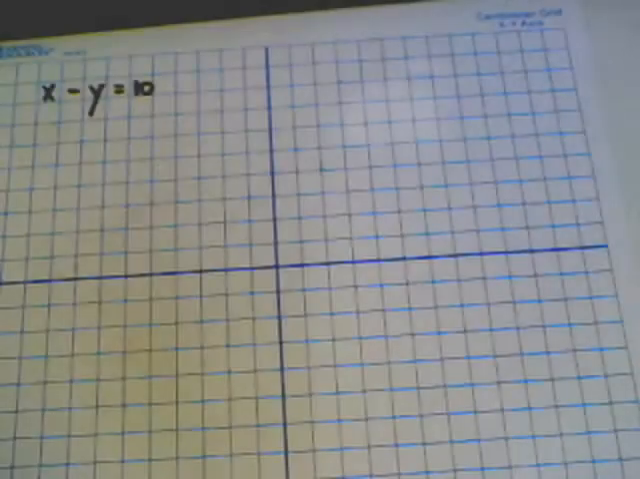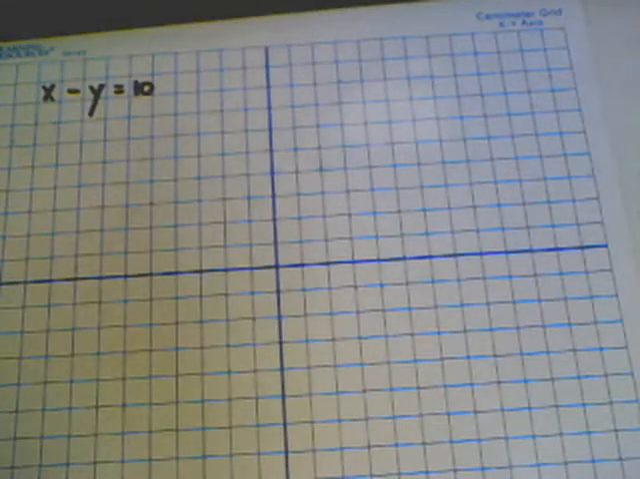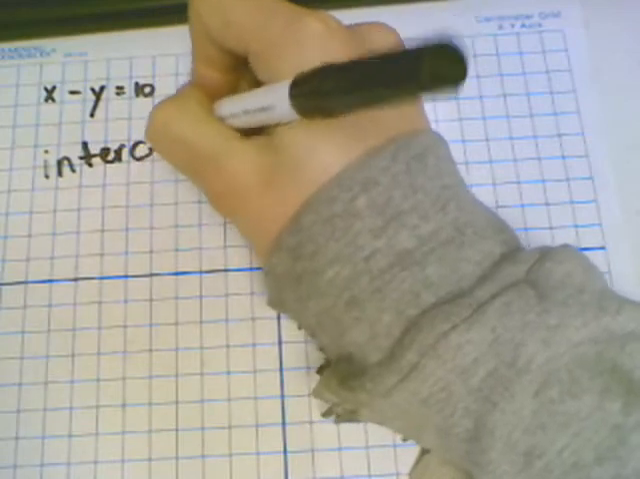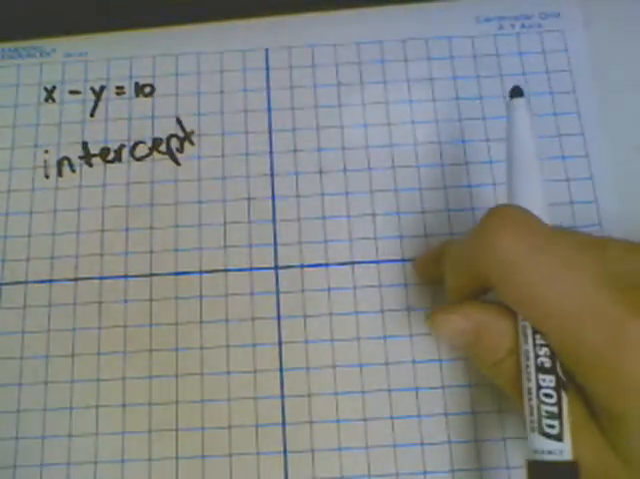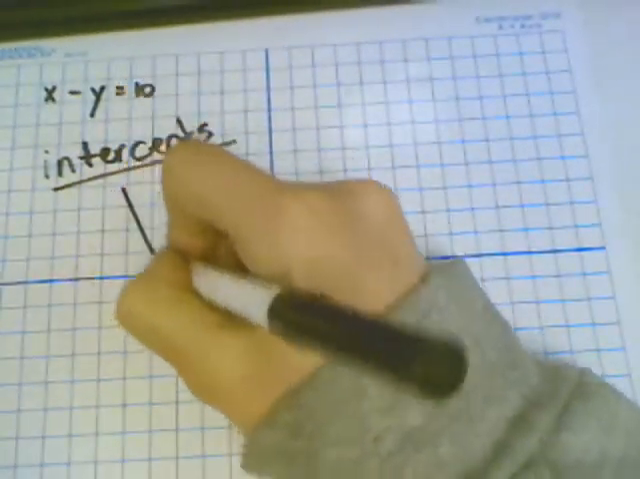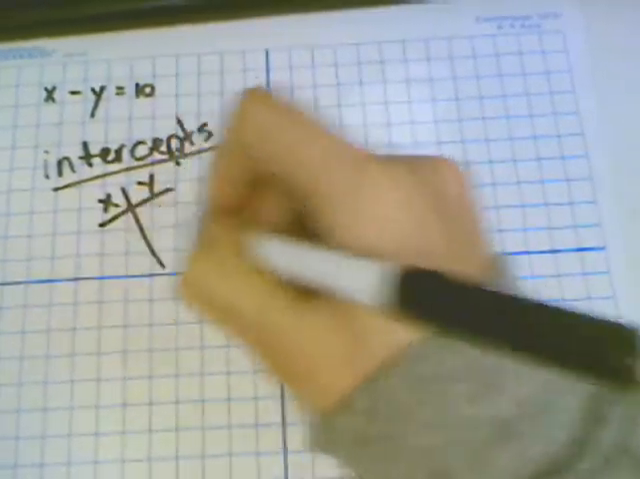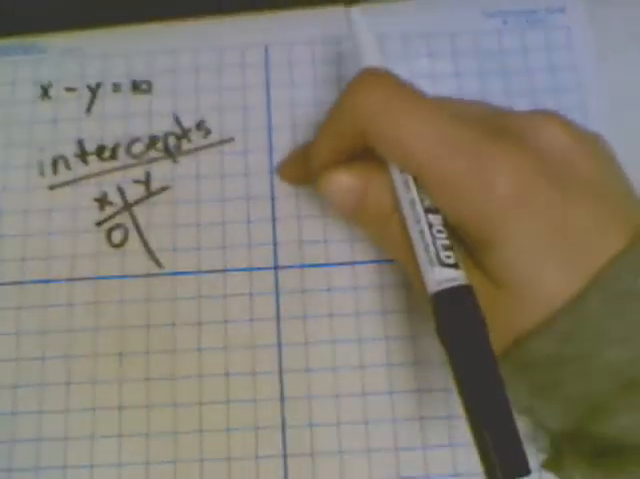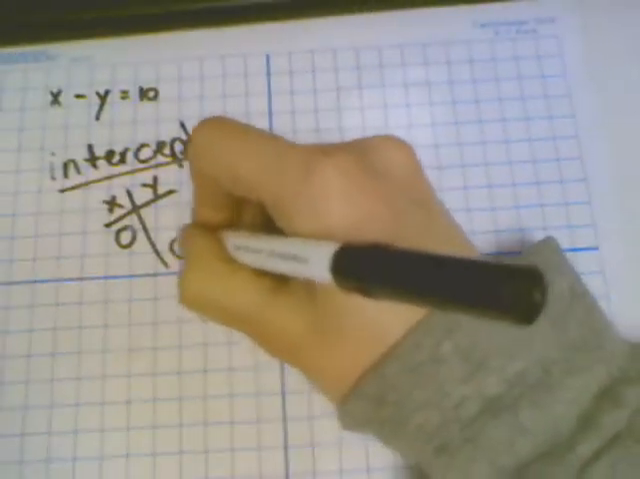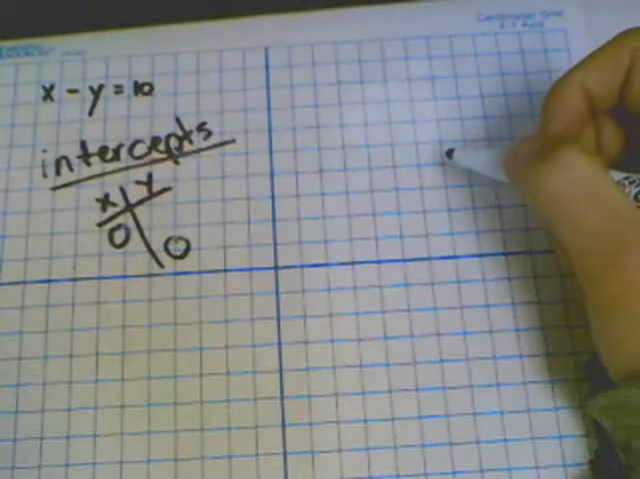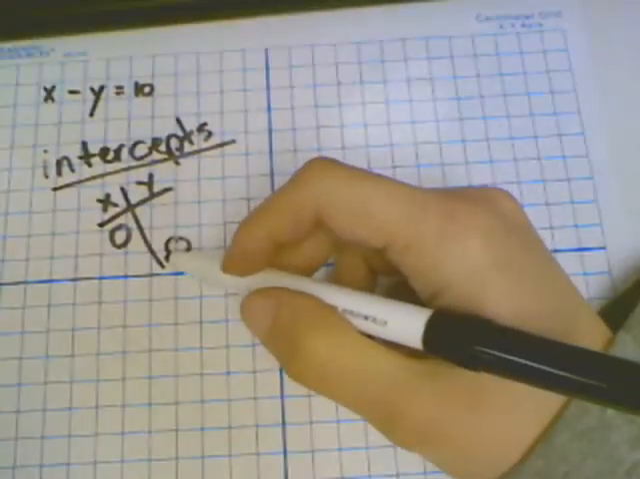We're going to graph the linear equation x minus y equals 10. To do that, we want to find the intercepts. Intercepts of a graph are where the graph touches or intercepts the x and y axis. To figure out where the intercepts are, we are going to plug in values for x and y. Those values are 0. When x is 0, you are on the y-axis. When y is 0, you are on the x-axis. So that's what makes the intercepts so important to us. They're also very easy values to plug in.